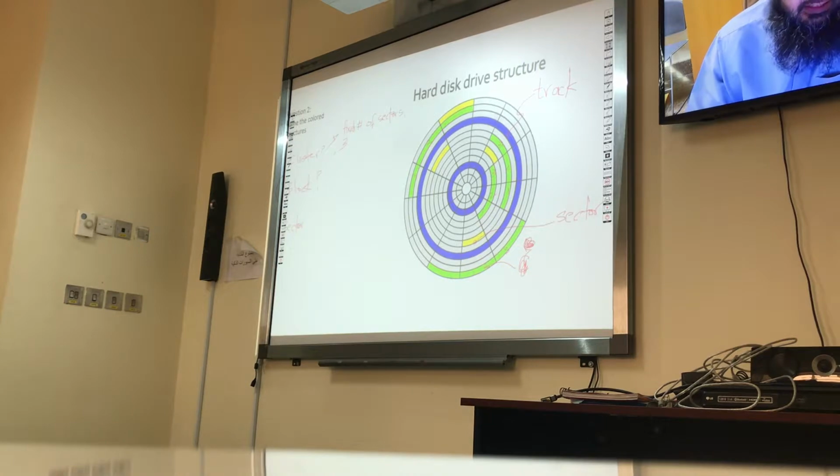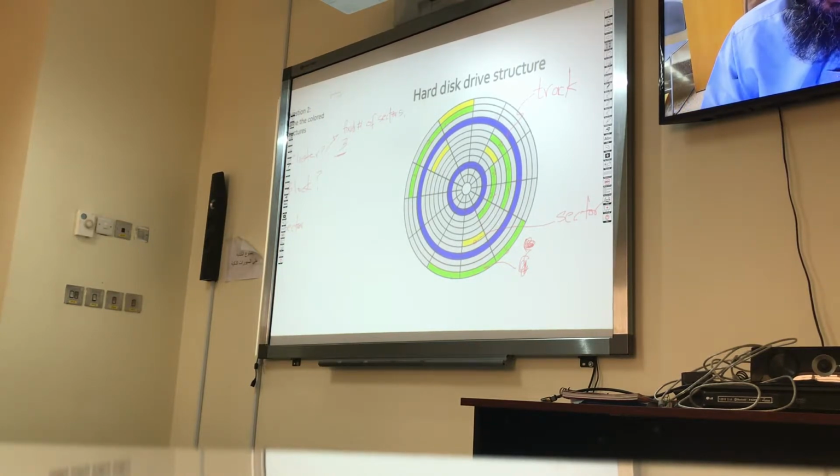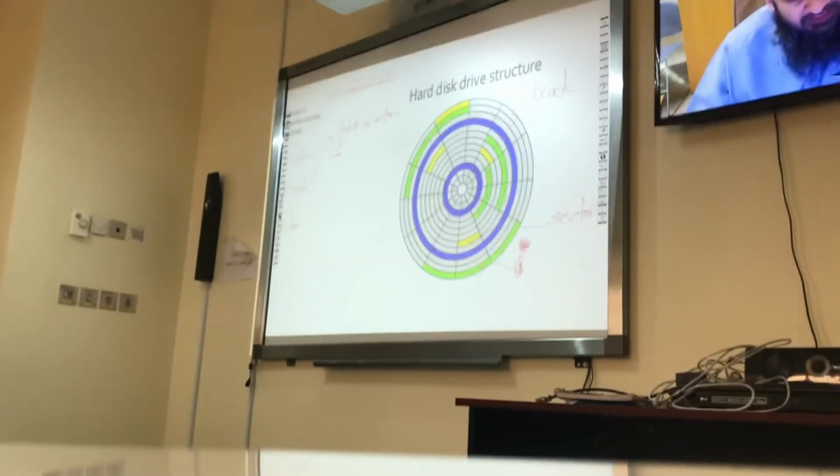Okay? So the clusters means it's fixed. If I have, let's say, sector 1, sector 2, sector 3, sector 4, sector 5, sector 6, all sectors are same size, sector 7 and sector 8, or let's say sector 9. Now, if cluster size is 3, then these 3 will form one cluster, and these 3 will form another cluster, and these 3 will form another cluster. Okay? So a cluster is fixed size, but a block is not fixed.